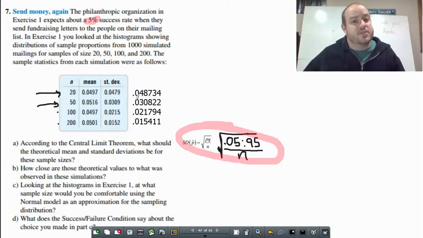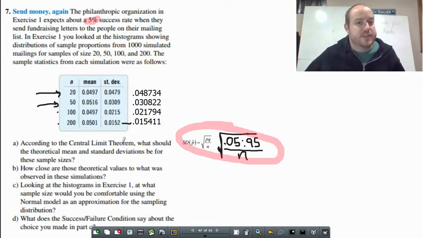Whereas the second one's off by almost 0.0001 and so forth from there. So again, you can see that as the sample size gets larger, that theoretical value gets closer and closer to the actual value.